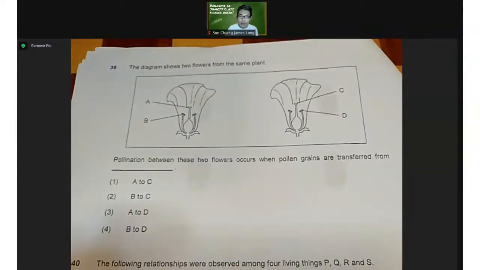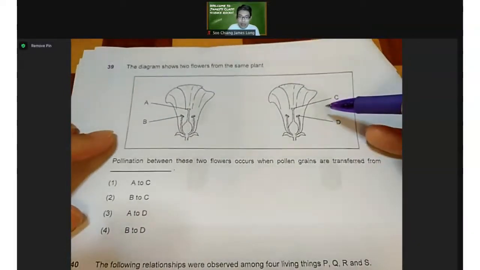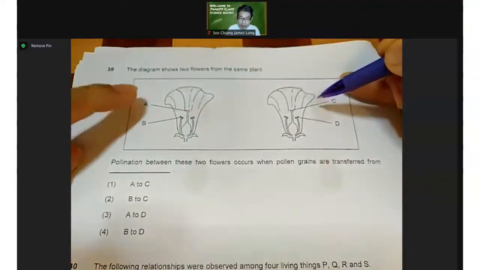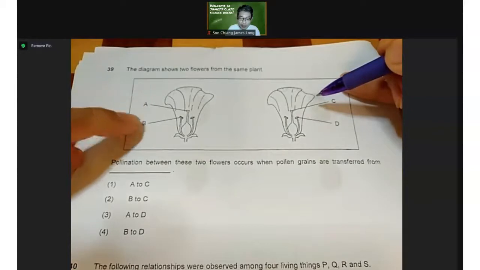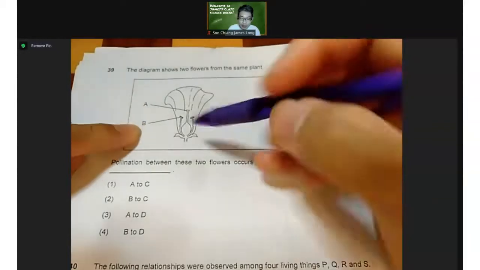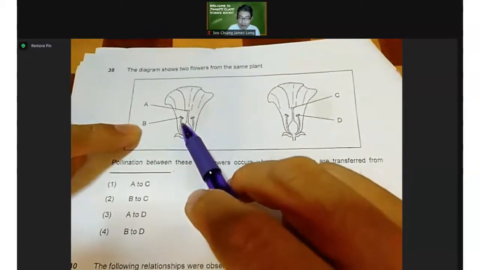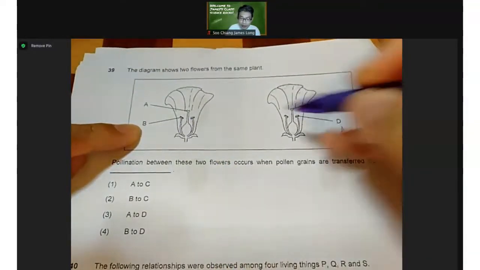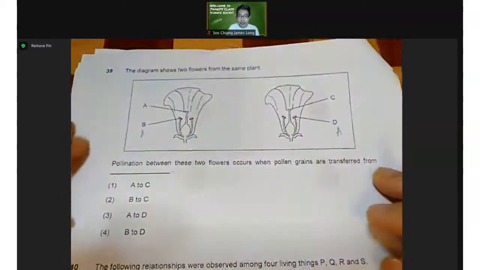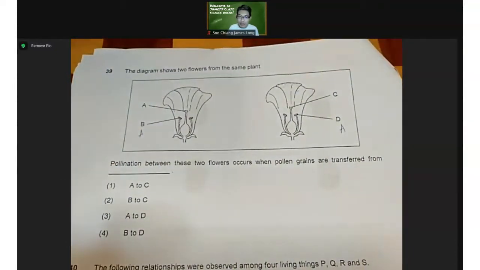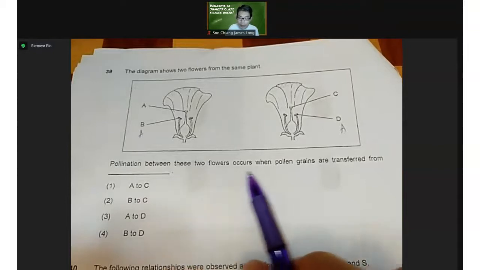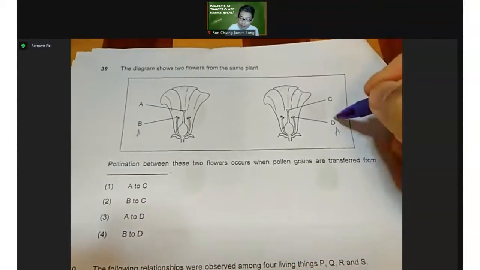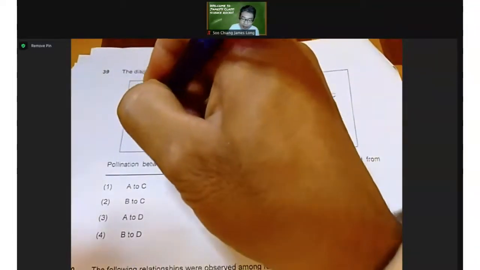This is the next one. It shows 2 flowers from the same plant. This part will be the stigma. This will be the anther that contains the pollen grains. So those with the male reproductive cells come from this part. So this is your anther and anther. So this must be talking about pollination, right? And pollination happens when pollen grains are transferred from. So it must be only from either D or B.